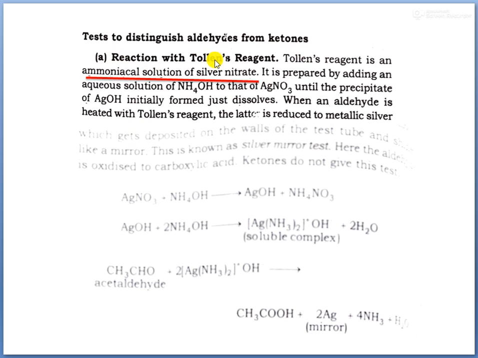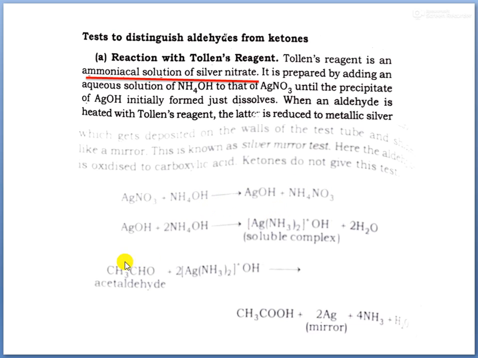First is the reaction with Tollens reagent. Tollens reagent is ammoniacal silver nitrate solution. It is prepared by the addition of ammonium hydroxide and silver nitrate, NH4OH and AgNO3. Aqueous ammonium hydroxide and silver nitrate are mixed, and we get silver hydroxide as a precipitate initially, and this initially formed precipitate will dissolve again when excess reagent is added. So this is the Tollens reagent.